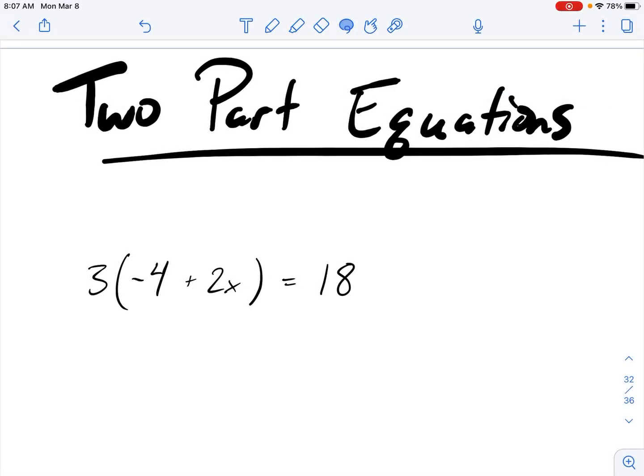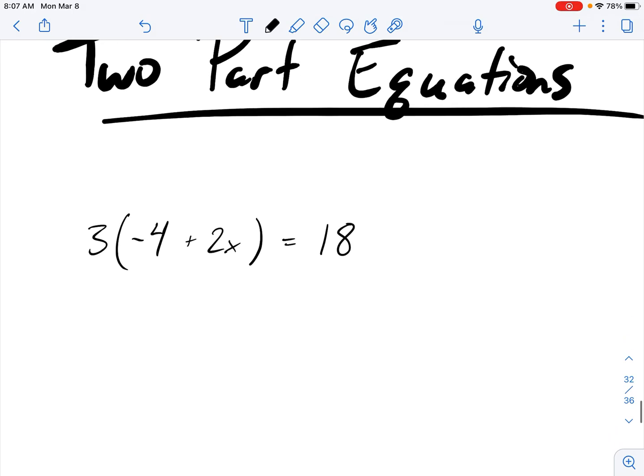I'm going to be going over these two-part and multi-part equations. So this is stuff that seems a lot trickier, but I promise you, you have all the skills that you need for this. It's just a matter of putting together everything you've learned in the last couple months in math.